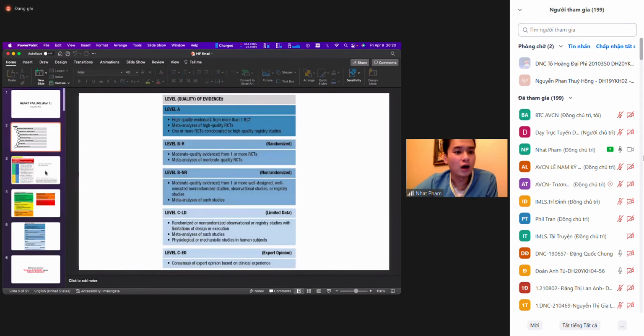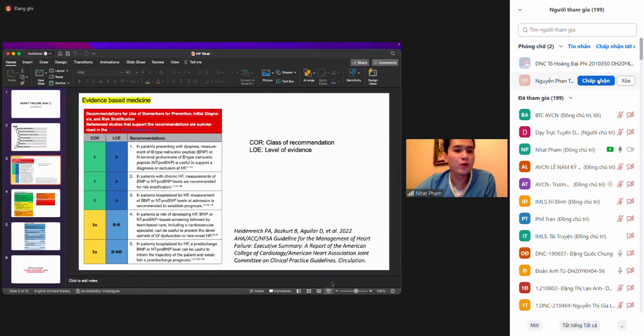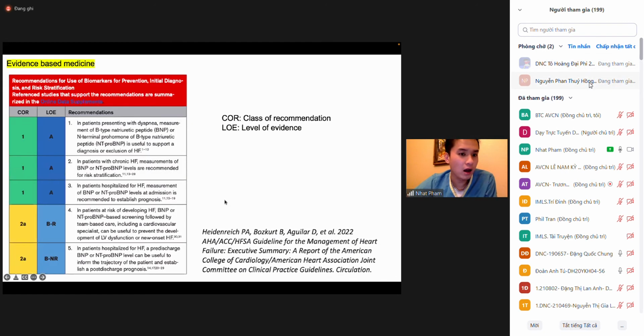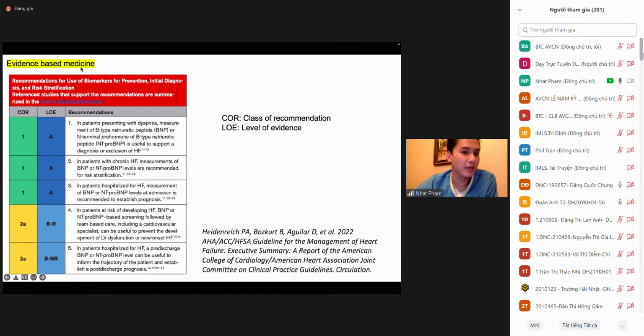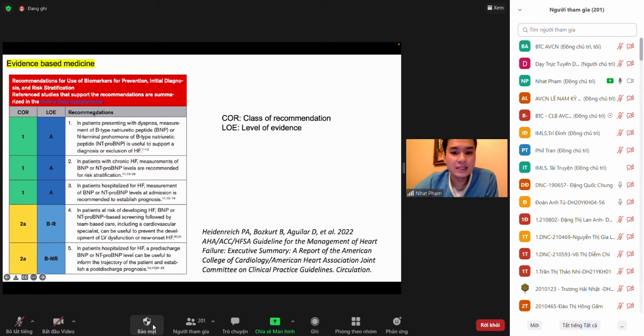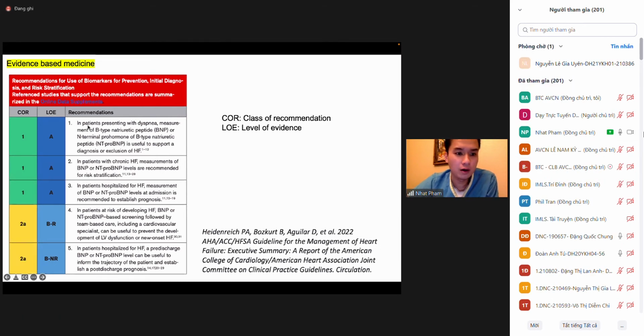So from now on, whenever you read any guideline or any evidence-based medicine, whenever you read any guideline from ACC about the management of heart failure, you know what you should do and what you should not do. Okay.